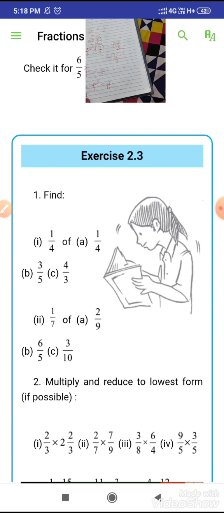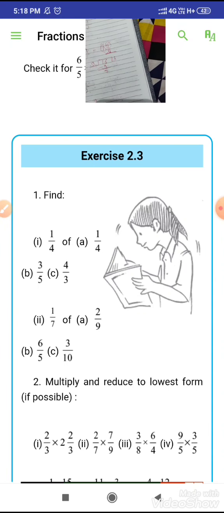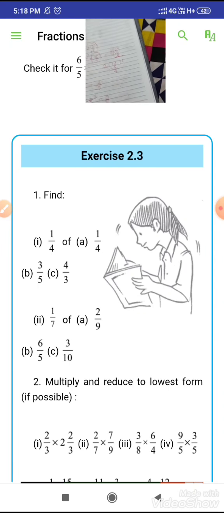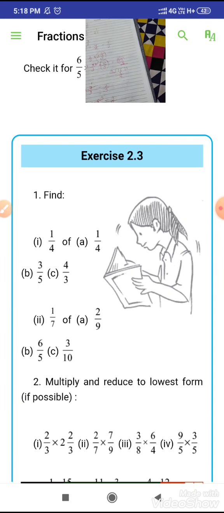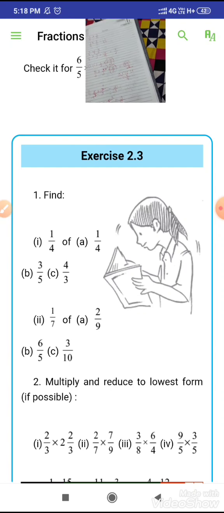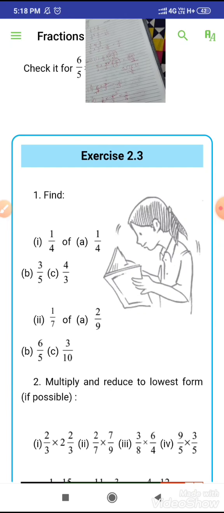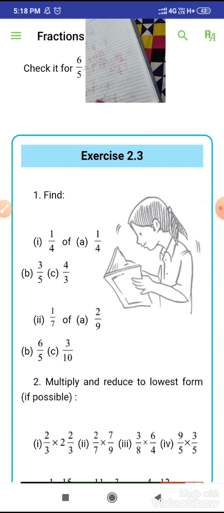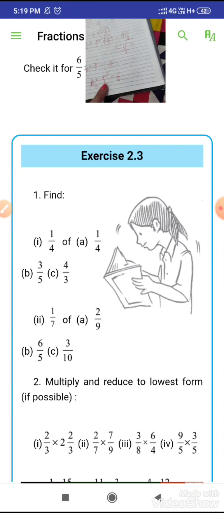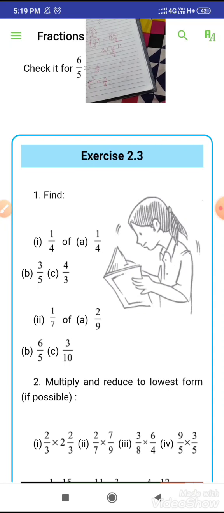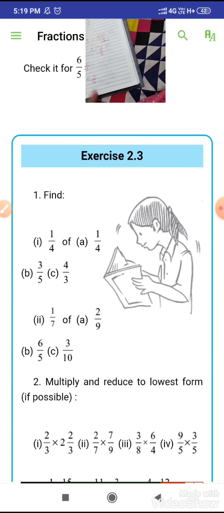Next we have 3 upon 8 multiplied by 6 upon 4. Here you can clearly see that 6 and 8 both numbers appear in the table of 2. So we can cancel out these two numbers by 2. So 2 3s are 6 and 2 4s are 8. So we have 3 and 4 in the place of 6 and 8. Now we multiply 3 by 3 and 4 by 4. So we have 3 3s are 9 in the numerator and 4 4s are 16 in the denominator part.